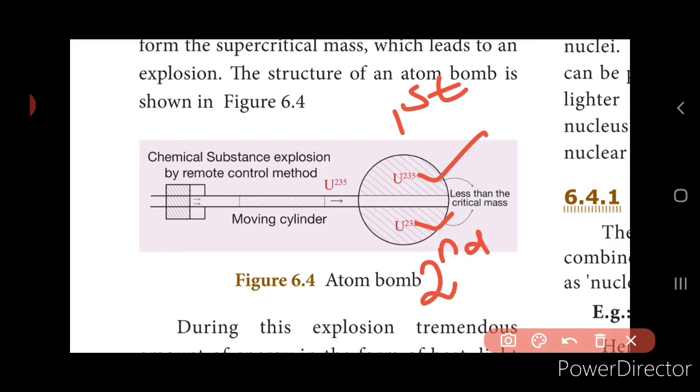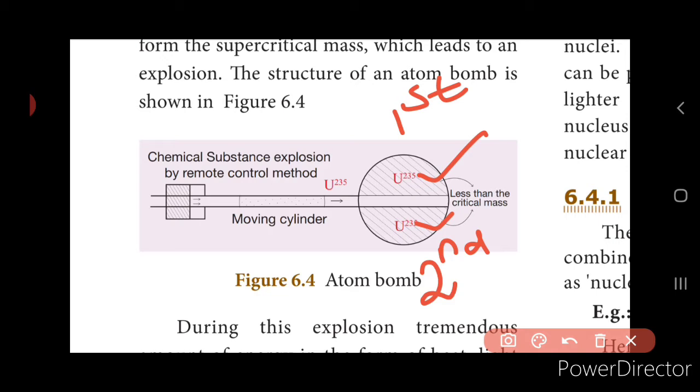Now what do you mean by subcritical? We said that there is a critical mass, isn't it? Now what is this critical mass? Remember, children, we have seen in the last session. The critical mass is the minimum mass that is needed to sustain the chain reaction. If the mass of the fissile material is less than the critical mass, then it is called subcritical. And if the mass of the fissile material is more than the critical mass, then it is called supercritical, right?